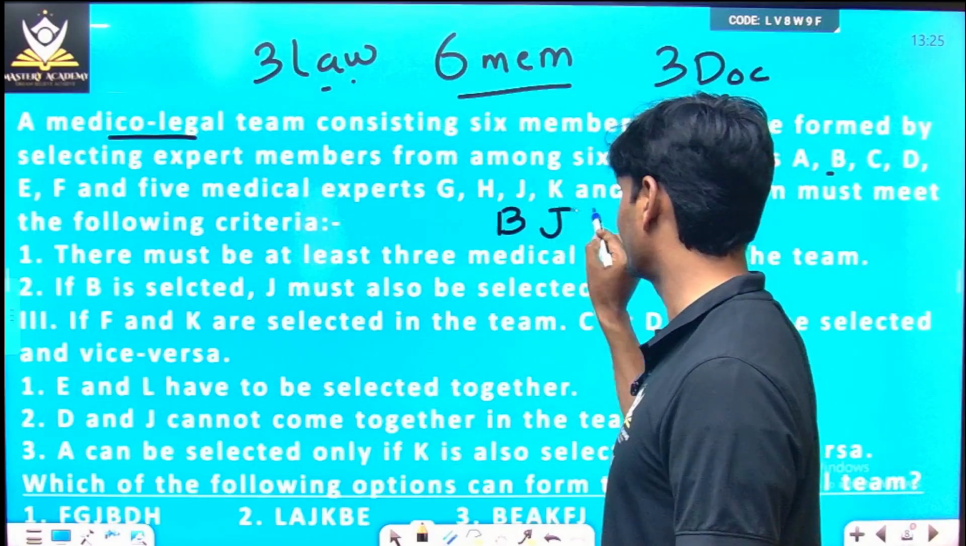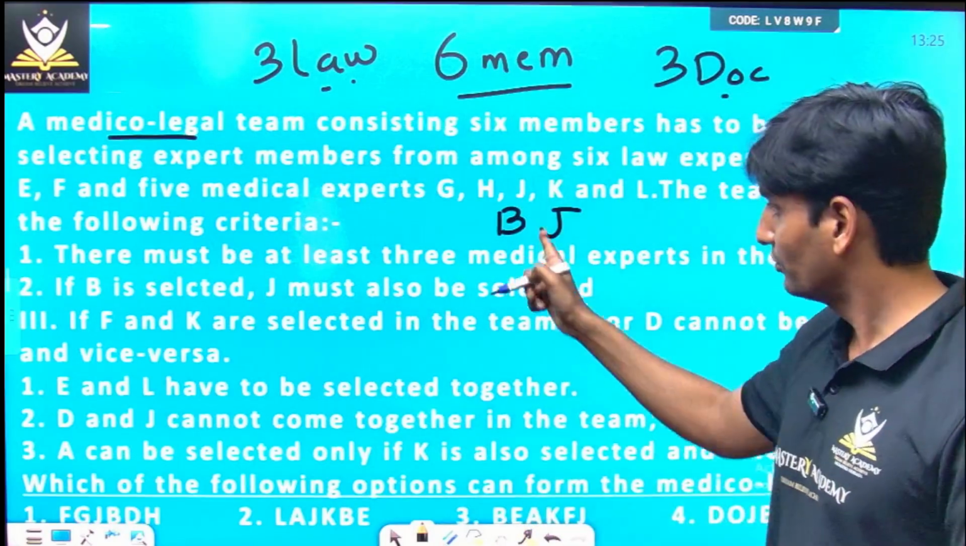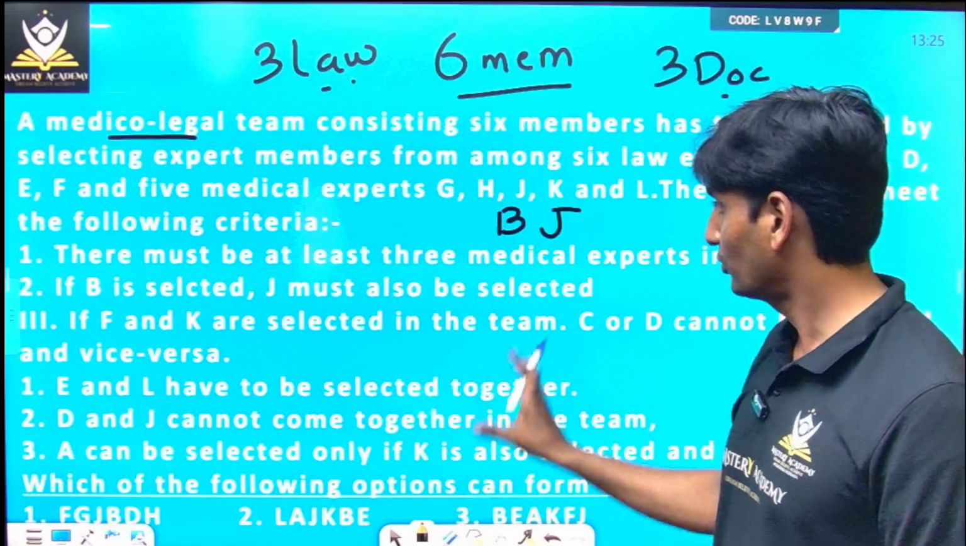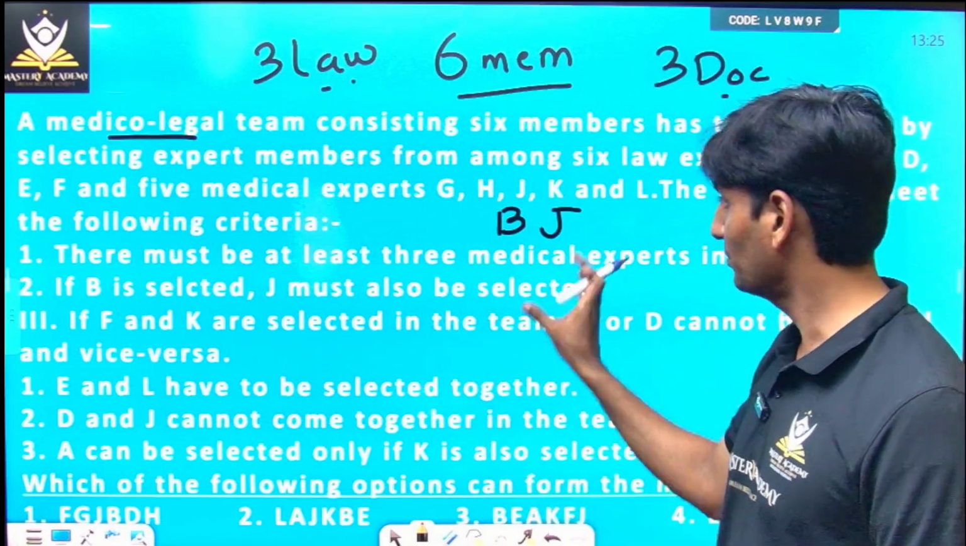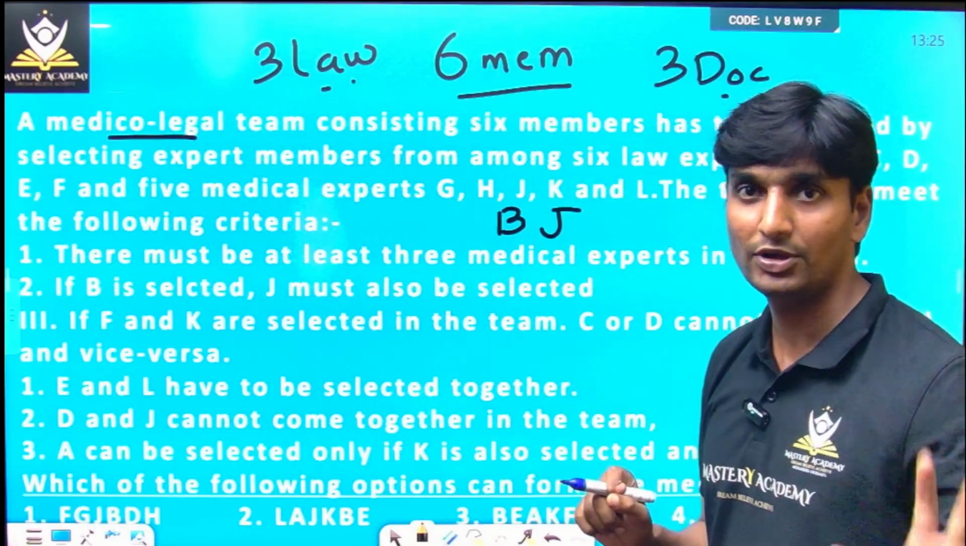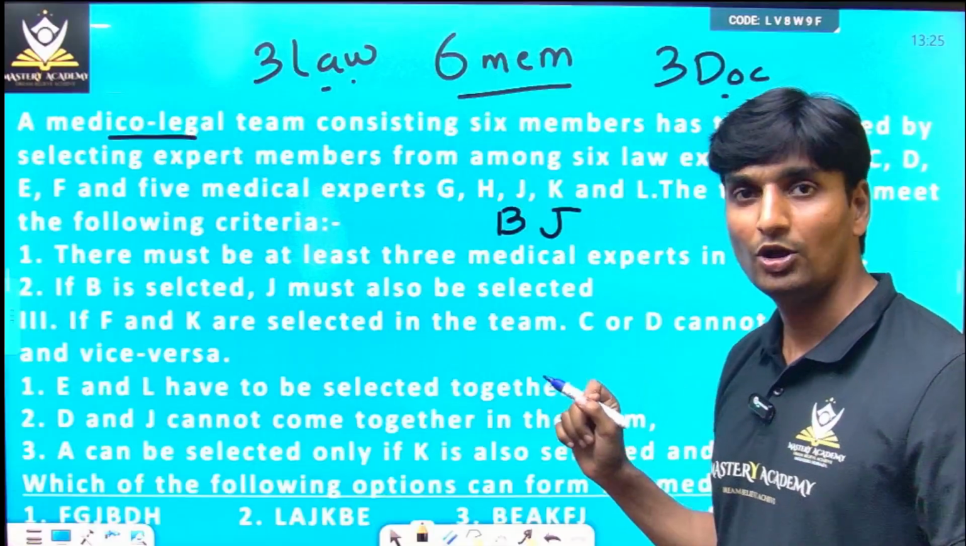We have to select 3 doctors and 3 lawyers, right? So we'll take 1 doctor and 1 lawyer. According to the second statement, B and J should be present both together.